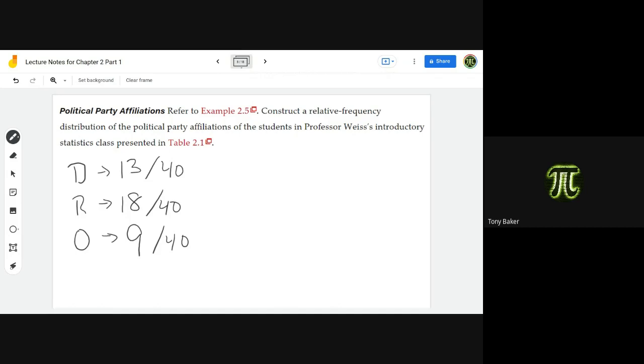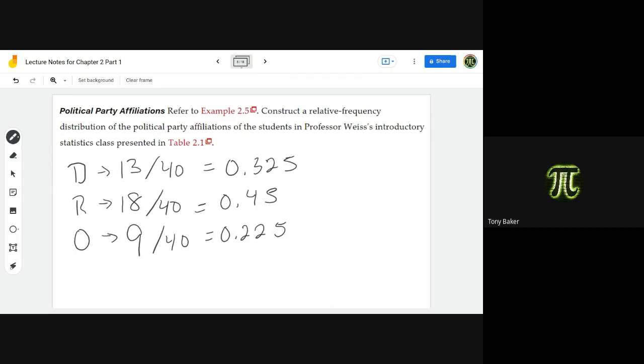And no, I can't do all these in my head. So 0.325. 18 divided by 40 is 0.45. And then 9 divided by 40 is 0.225. Again, same thing as I said with the tallies. Do all three calculations and add them up. Adding them up is your check.